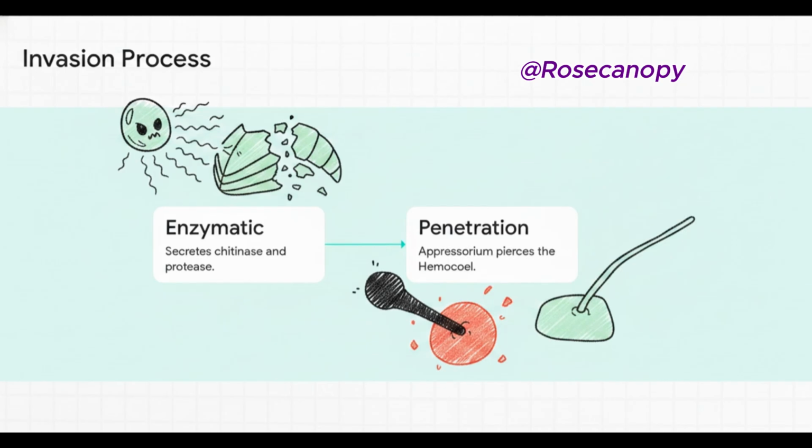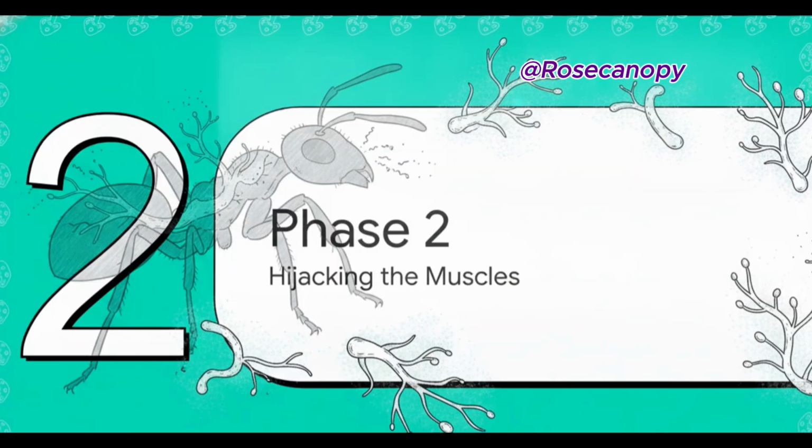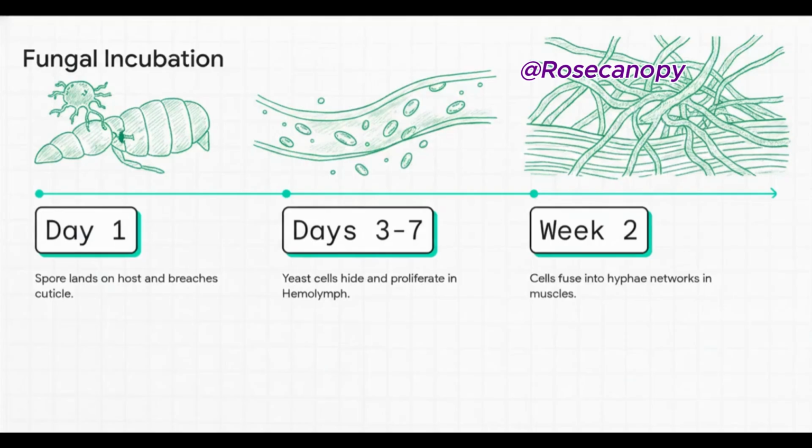Once that armor is breached, step 2 kicks in: mechanical penetration. The spore develops a penetration peg, called an appressorium, that physically pierces straight into the ant's open body cavity, the hemocoil. Just like that, the breach is complete. Phase 2, hijacking the muscles. So the breach is complete, but get this, the ant doesn't actually act strangely right away. We enter this really tense incubation period where the fungus operates in absolute stealth mode.